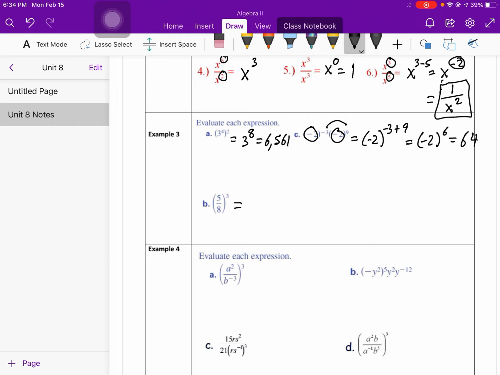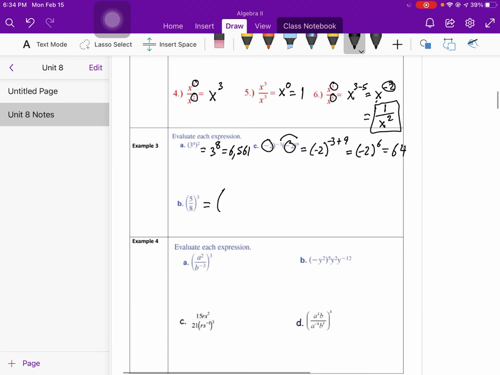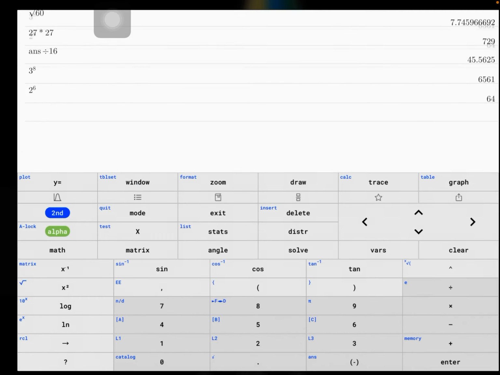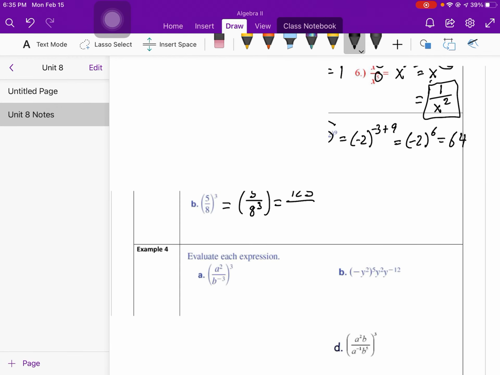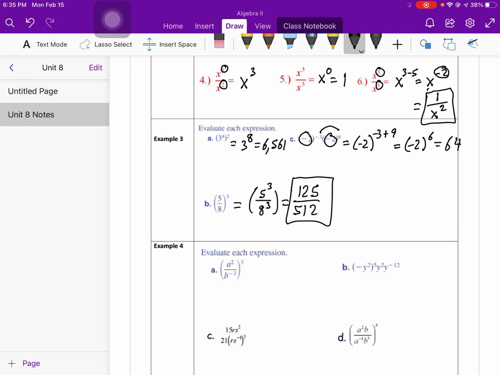All right, the next one here, remember, when you have a fraction like this, when you're dividing, that 3 is affecting both parts. So we still need to distribute it, is how I think of it. So it becomes 5 cubed over 8 cubed, and then just evaluate each part. So 5 cubed is going to be 125, and 8 cubed, I don't remember off the top of my head, so just type it in, 512. So that would be our answer. Nothing's going to simplify out of that.